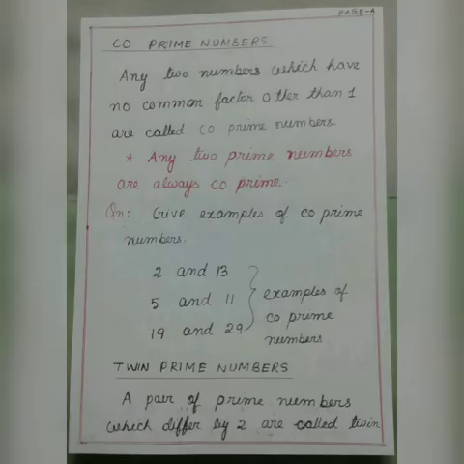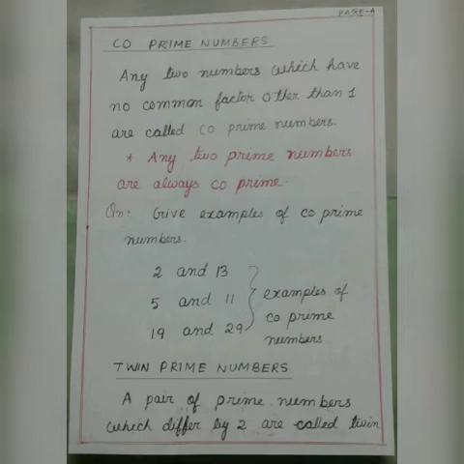Coprime numbers. Any two numbers which have no common factor other than 1 are called coprime numbers. It means any two prime numbers are always coprime. Give examples of coprime numbers. So 2 and 13 have only 1 as common factor. 5 and 11, 19 and 29, any two prime numbers are always coprime numbers.